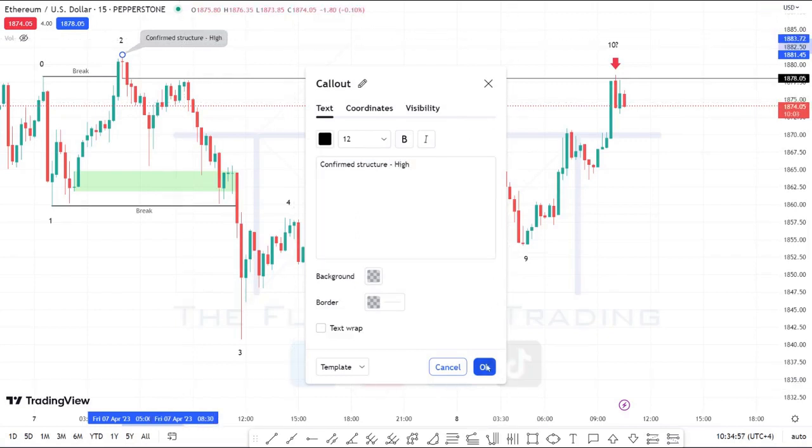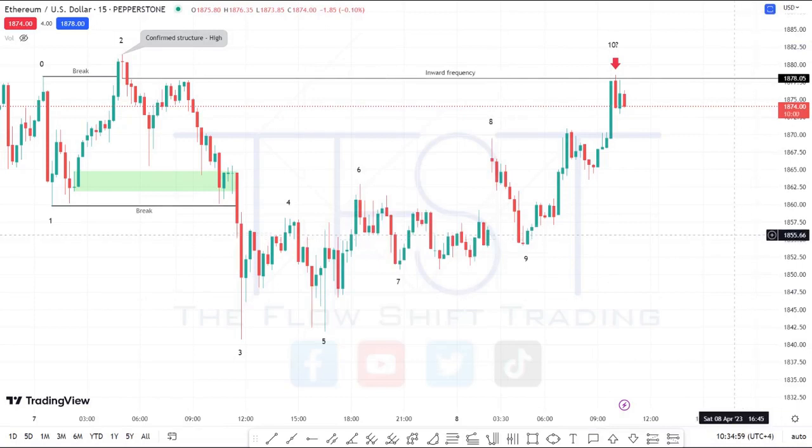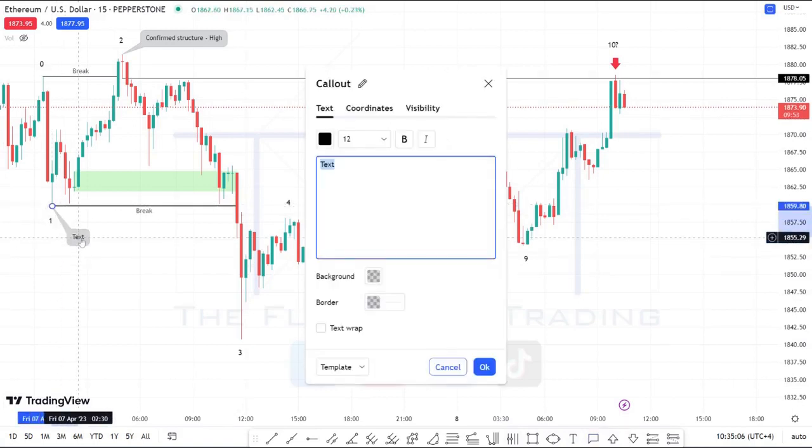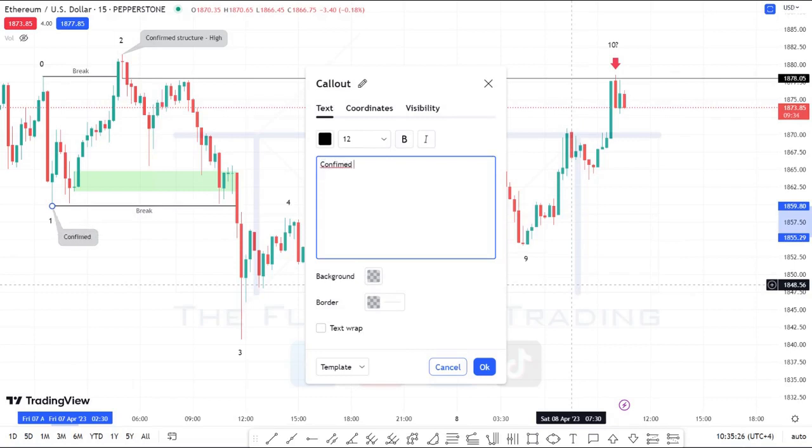Our confirmed structure, high number 2. And same goes for number 1. This is a confirmed structure also, because it broke high number 0, which is the sellers that brought this market to the downside. Surpassing the minor flow here, which is outside the scope of our analysis. So this is a confirmed low. Confirmed low.